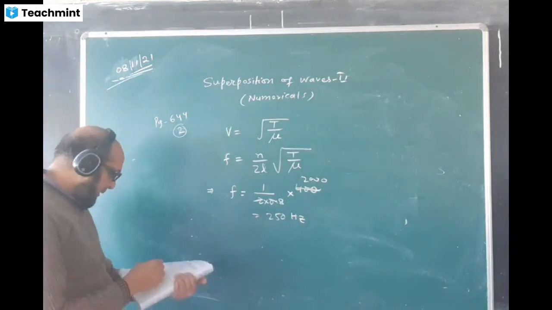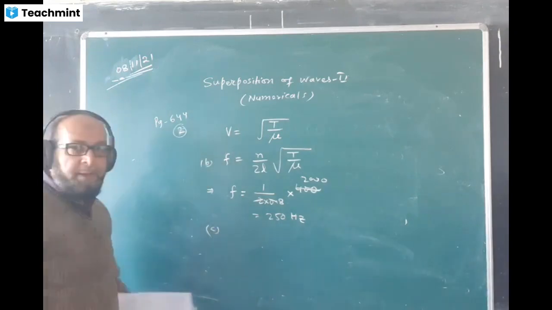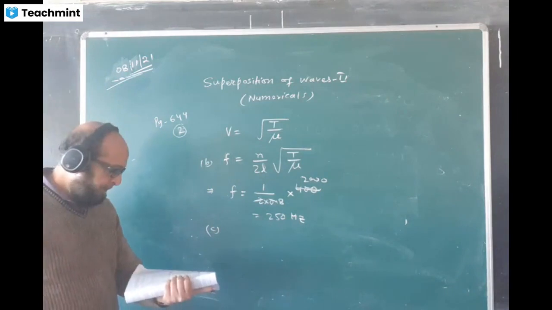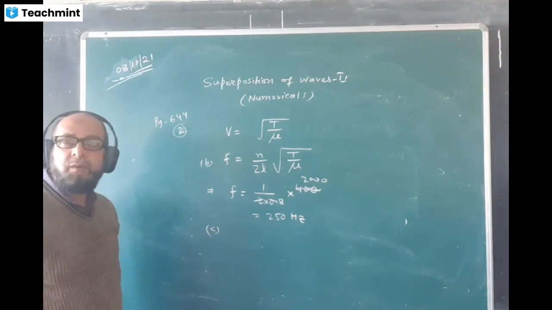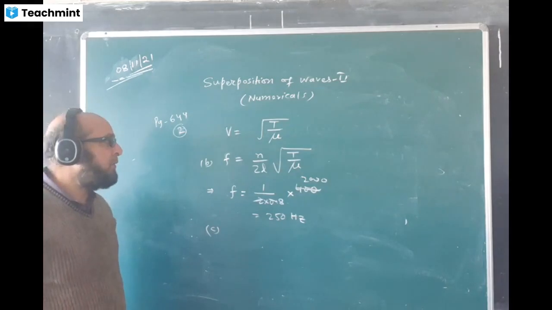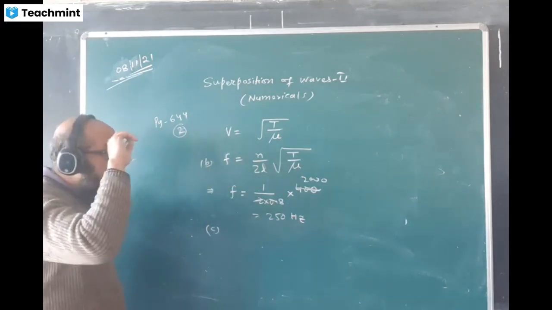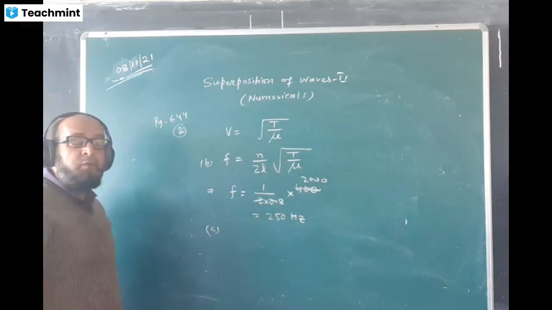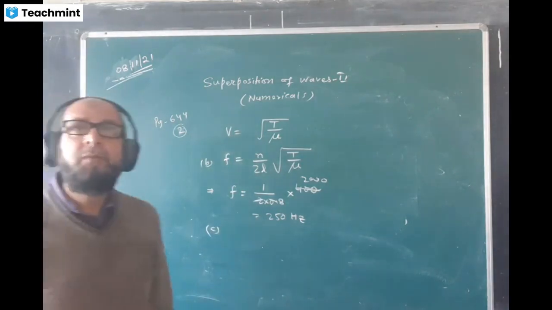Now, this is the second answer for part B. Answer for part C. What is the frequency of the first two overtones? For the fundamental, n value is 1, for the first overtone n value is 2, and for the second overtone the value of n is equal to 3.